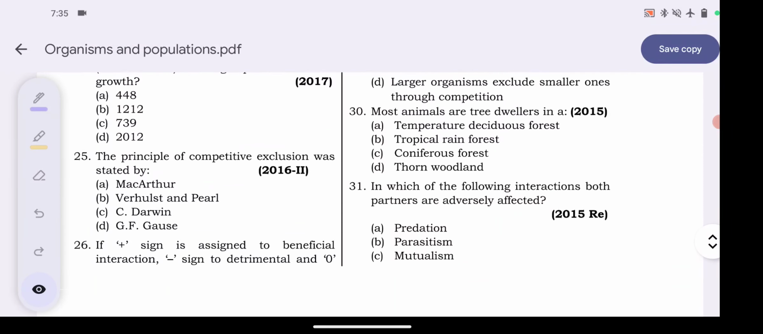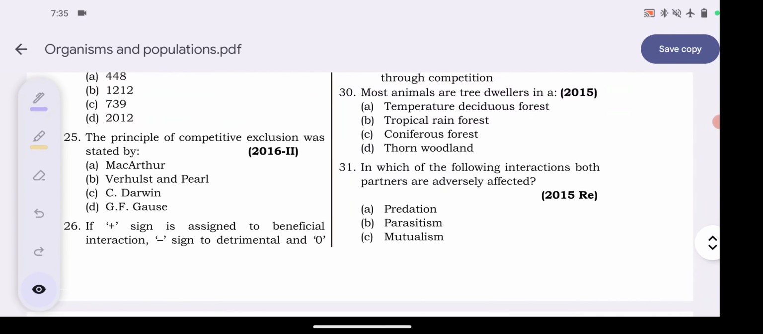Question number 30. Most animals are tree dwellers in a: temperate deciduous forest, tropical rainforest, coniferous forest, thorn woodland. Most animals are tree dwellers in a tropical rainforest, option B. Okay.